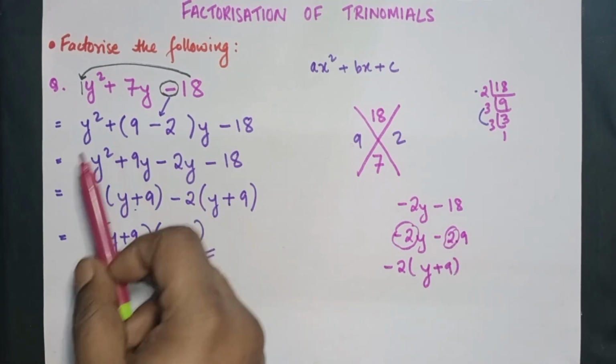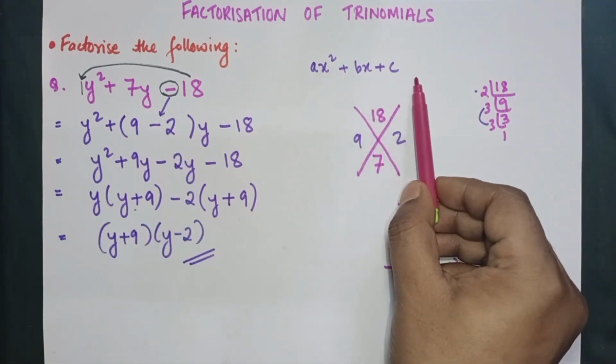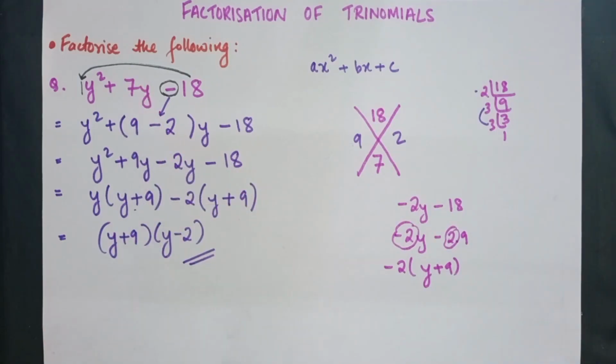So if this type of question comes in the form of ax square plus bx plus c, you have to do splitting the middle term, or we also call it breaking the middle term. Hope you are clear with this. Now you'll be more clear while solving another question.